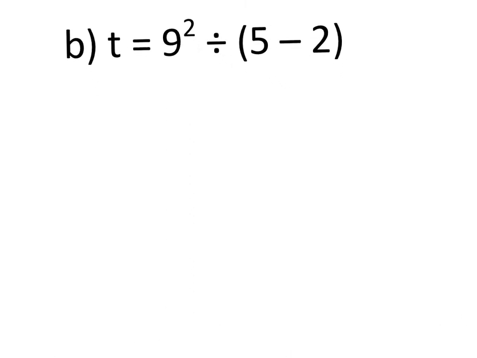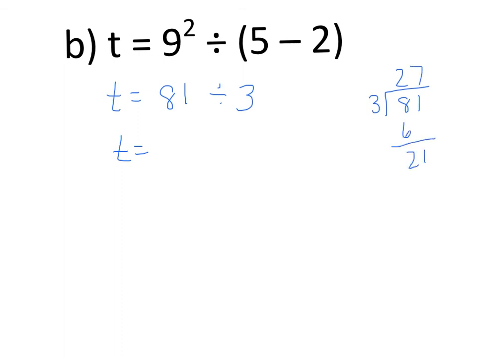Okay, and I've got T equals 81, or sorry, 9 squared is 81. Divide by 5 minus 2 is 3. Okay? All right, so I have to figure out how many times 3 goes into 81. So here off to the side, 3 goes in here twice. And I get a 21 left, goes in 7. So my answer is 27. And yes, you need to have the T equals part. Don't leave this off. T equals 27.